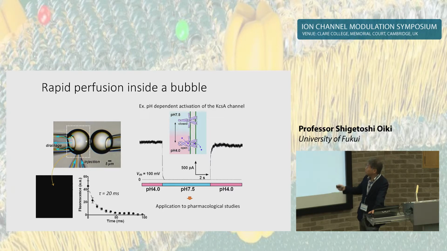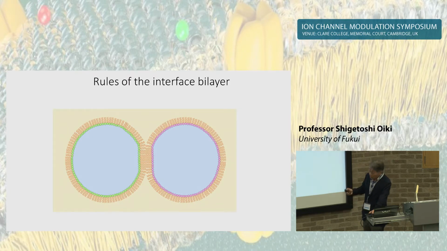So we can perform this kind of perfusion experiment, similar to the patch clamp experiment. And considering this organization of the contact bubble bilayer, we found several rules of this system. This is a bulk organic solvent, and this is a monolayer, and this is a bilayer.